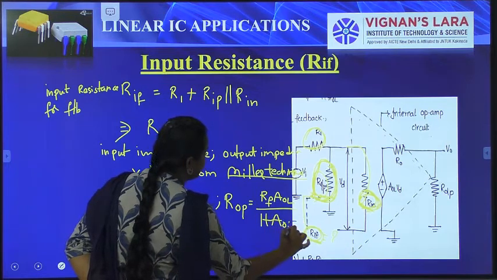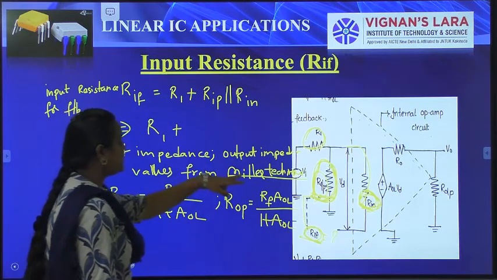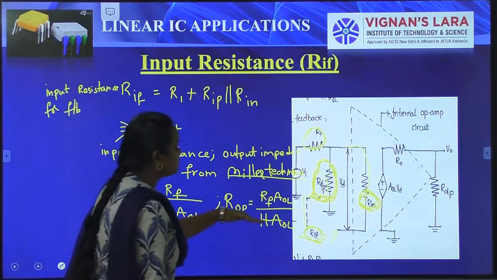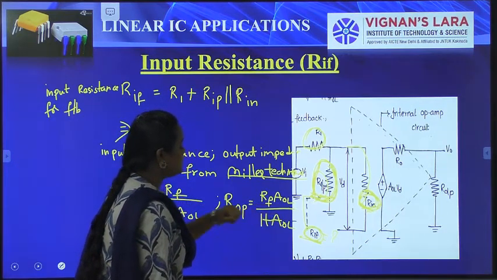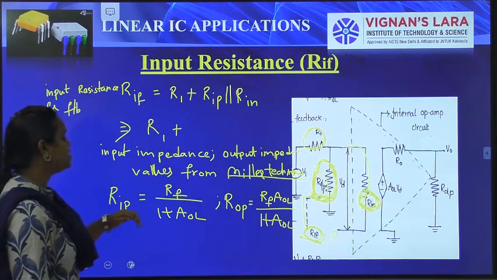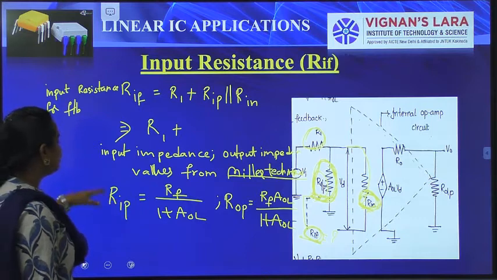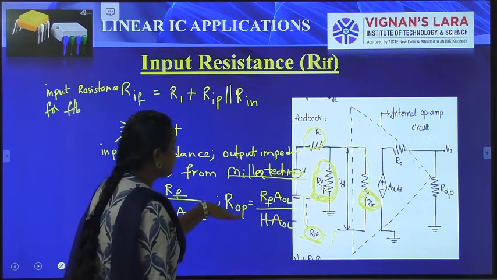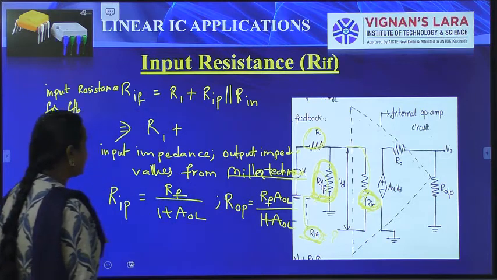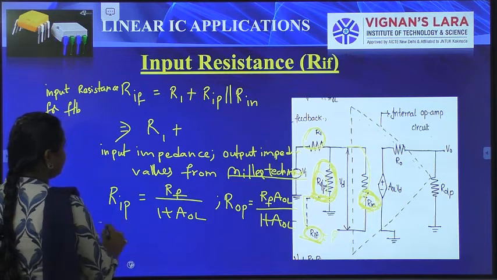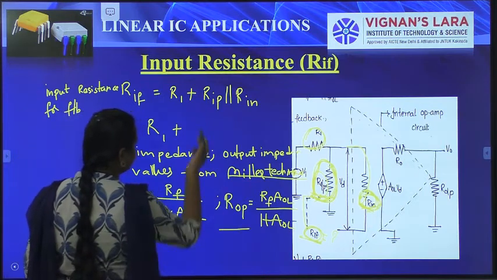Here we get R input from the Miller technique as RF by 1 plus AOL, and R output is equal to RF AOL by 1 plus AOL. These are the standard formulas. You have to remember these formulas from the Miller technique. The input resistance R input is RF by 1 plus AOL and the output impedance R output is RF AOL by 1 plus AOL. So here we can simply substitute our R input and R output into this.